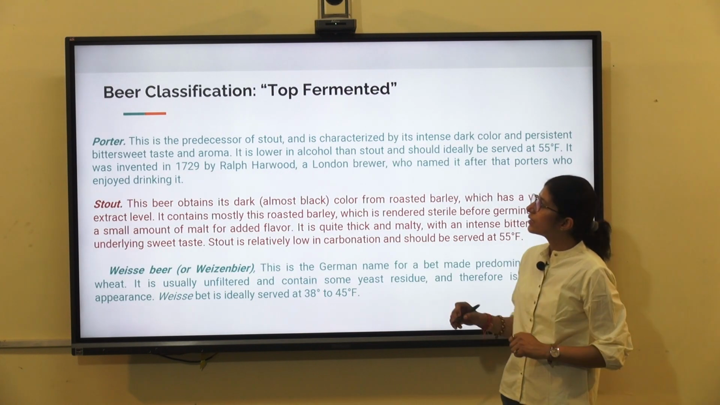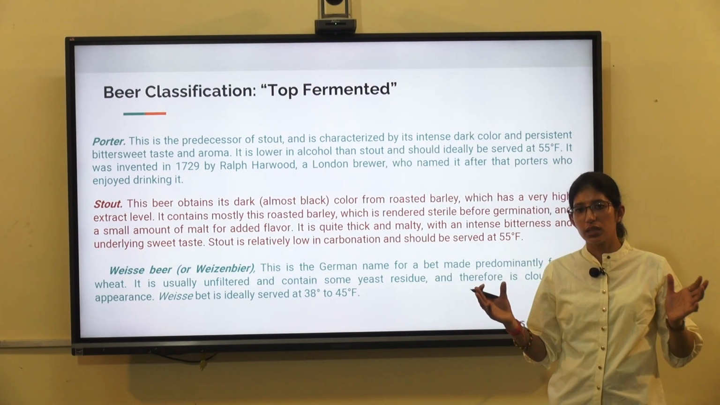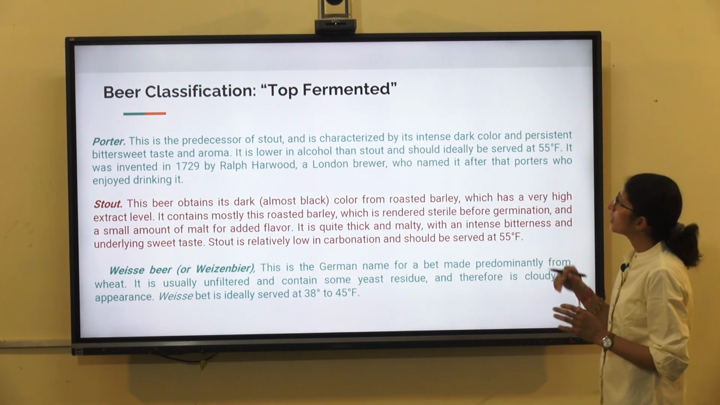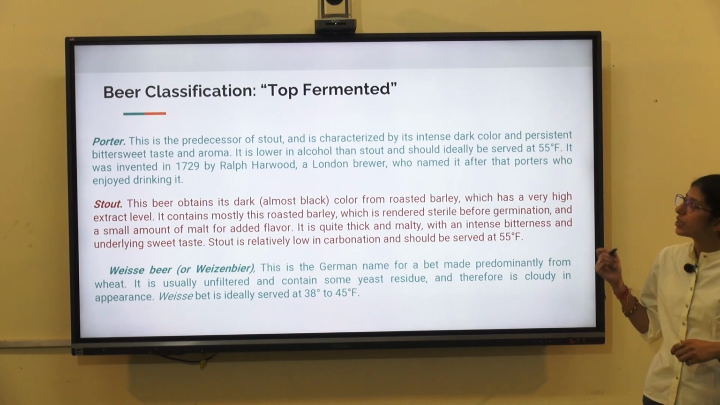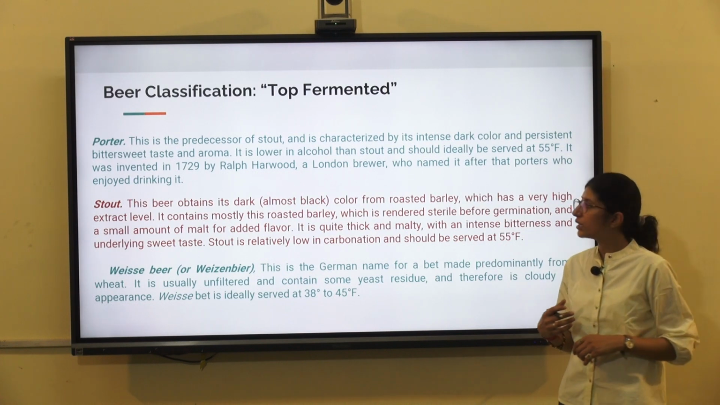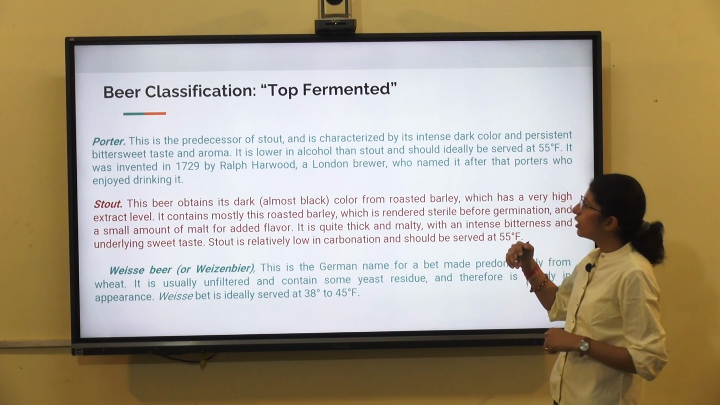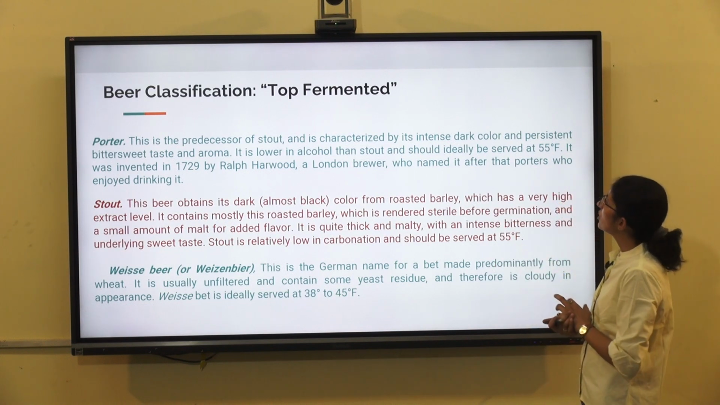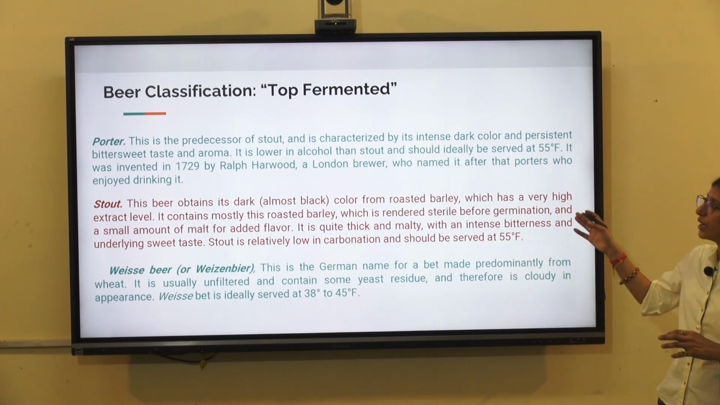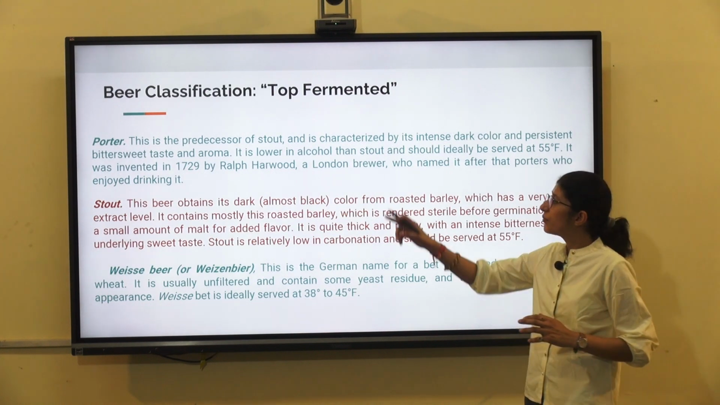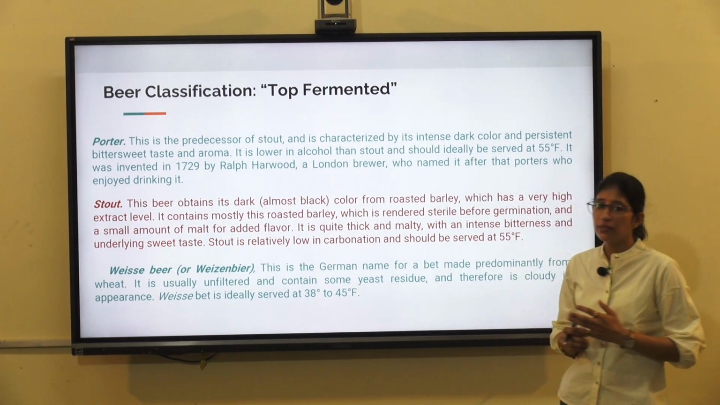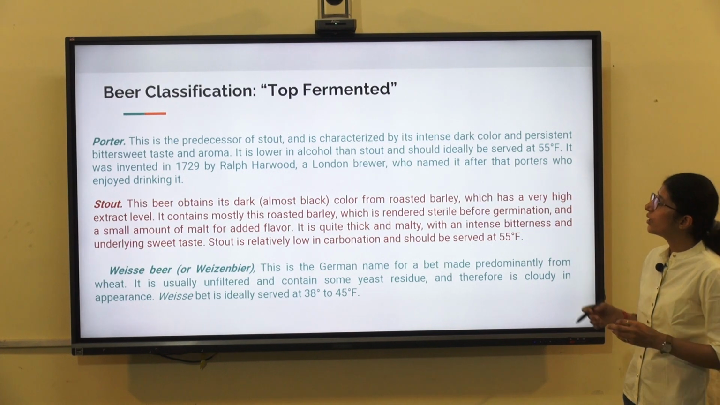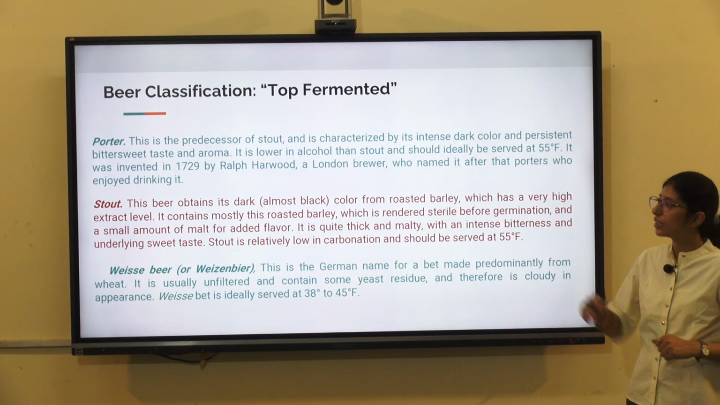Again, porter. It is the predecessor of the stout. Stout and porter are types of beers, characterized by an intense dark color, persistence and a bittersweet aroma and taste. It is lower in alcohol as compared to the stout, while it should usually be served at 55 degrees Fahrenheit. It was made by Ralph Harwood in 1729, a London brewer, who named it after the porter, and that is how it is named porter beer.